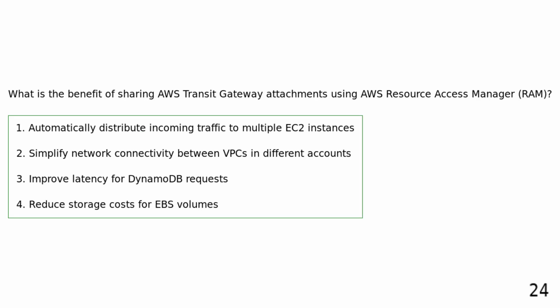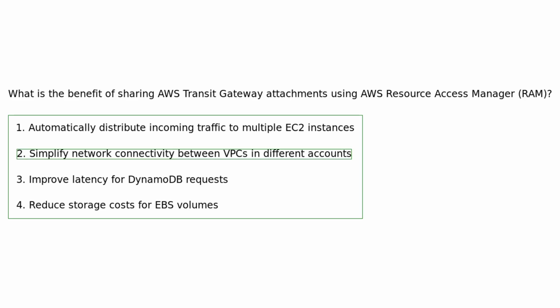What is the benefit of sharing AWS Transit Gateway attachments using AWS Resource Access Manager? Automatically distribute incoming traffic to multiple EC2 instances. Simplify network connectivity between VPCs in different accounts. Improve latency for DynamoDB requests. Reduce storage costs for EBS volumes. Sharing AWS Transit Gateway attachments using AWS Resource Access Manager can simplify network connectivity between VPCs in different accounts, allowing for easier management of network resources.